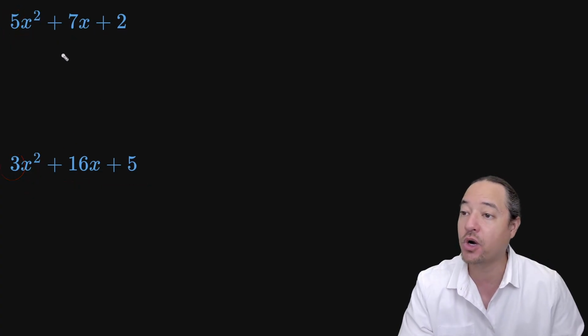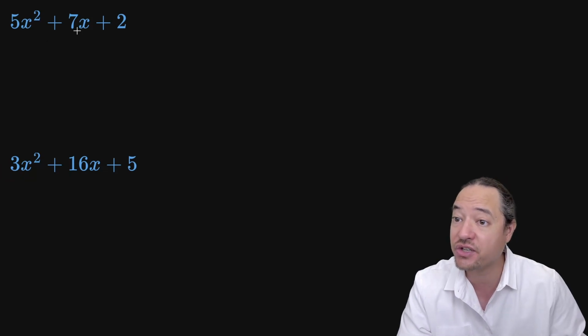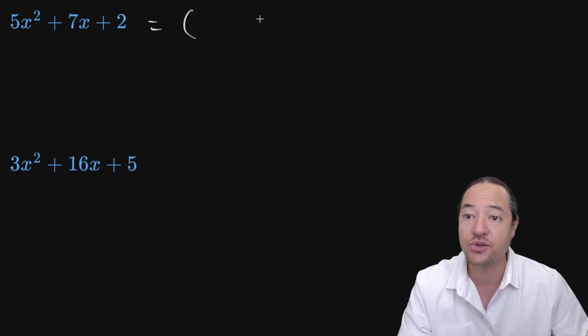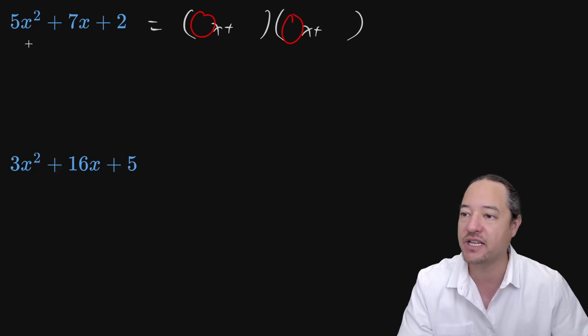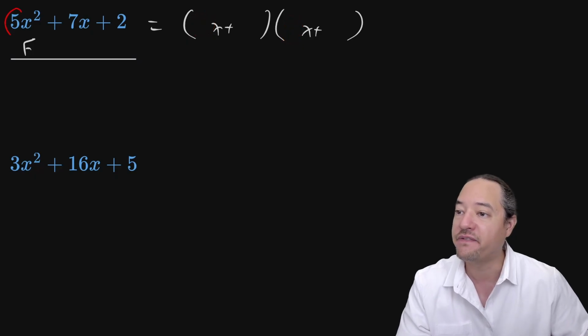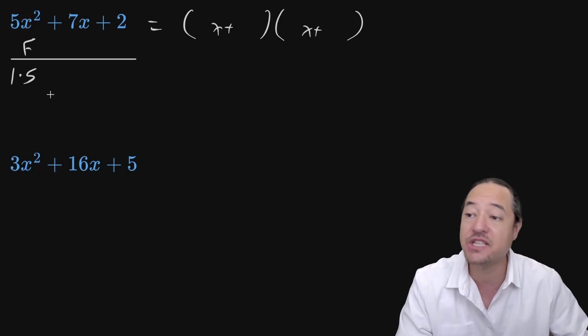Just like before, the whole idea was we wanted to find what the first terms of this sort of binomial product are going to be, right? We have some x plus something, and we're going to have some x plus something, but what are these first terms going to be? The first terms should be the factors of 5. So what are the factors of 5? Well, we have 1 and 5, and 5 is a prime number, so that's pretty much it.